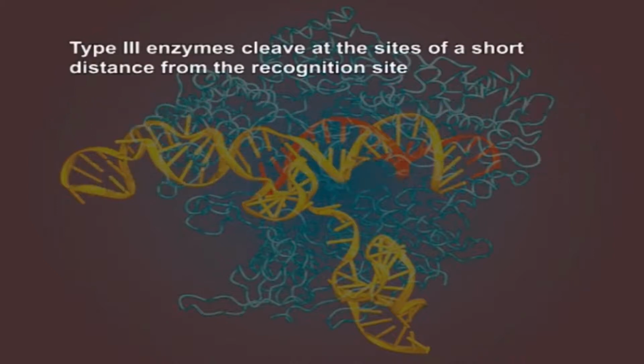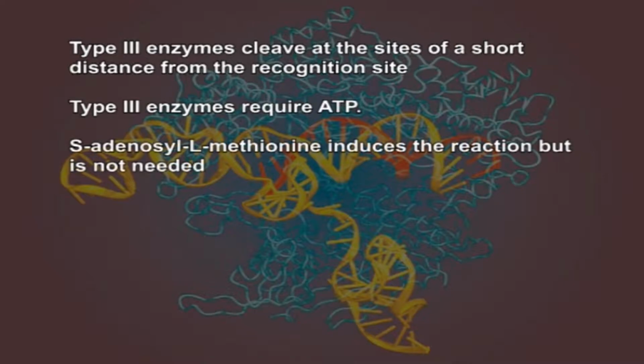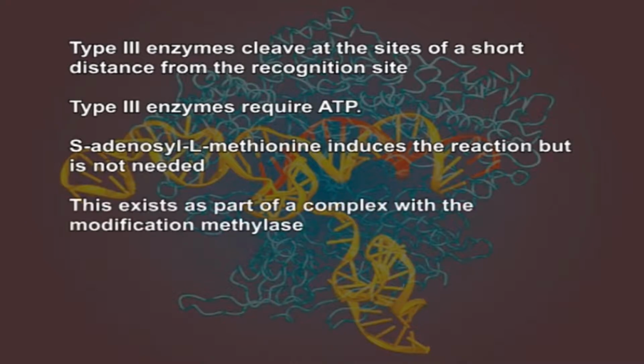Type 3 enzymes cleave at sites a short distance from the recognition site. Type 3 enzymes require ATP. S-adenosyl L-methionine stimulates the reaction but is not required. This exists as part of a complex with the modification methylase.